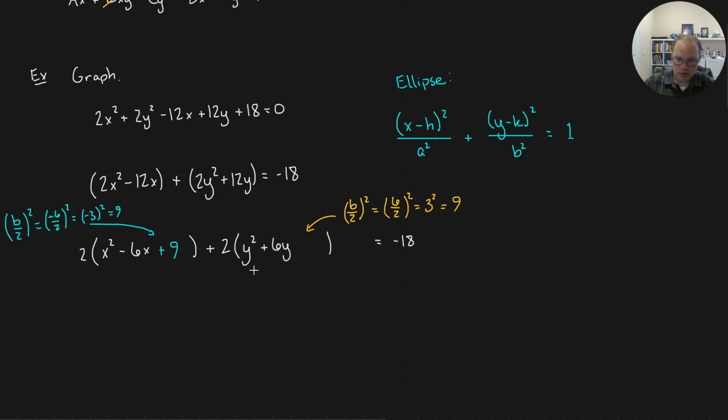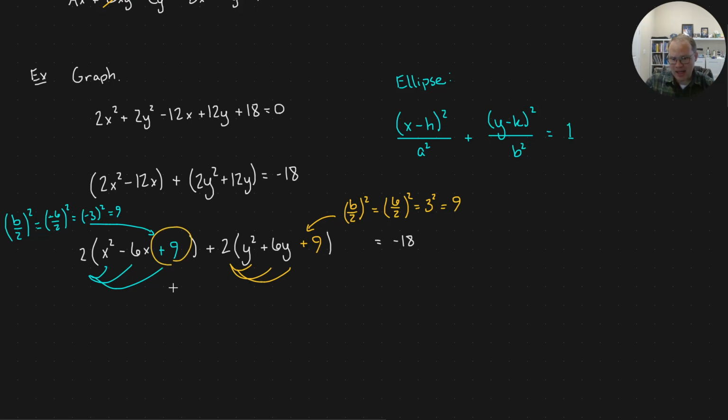Also 9. But remember, I can't just add 9s willy-nilly, right? So I need to keep the equation balanced, okay? So remember, these aren't really 9s. These are really, if I were to distribute these 2s, they're really 18s.